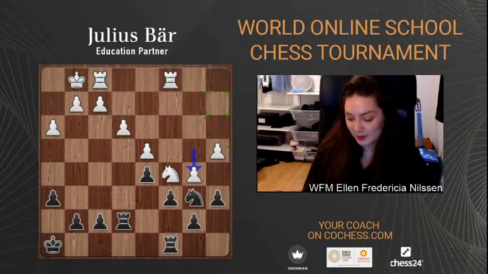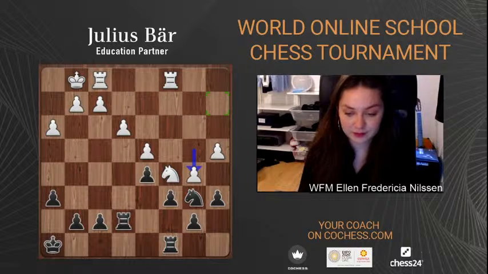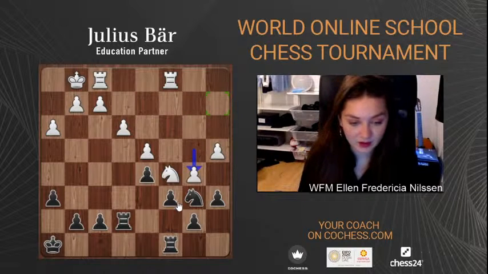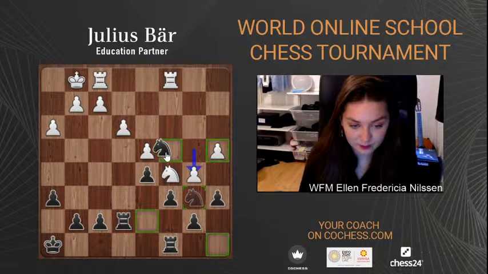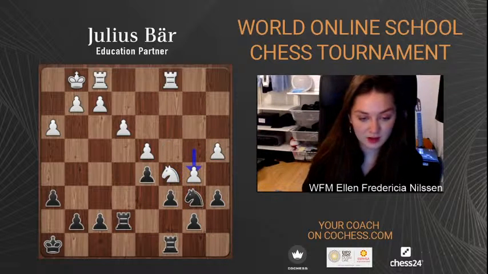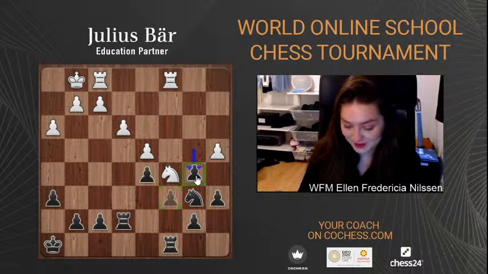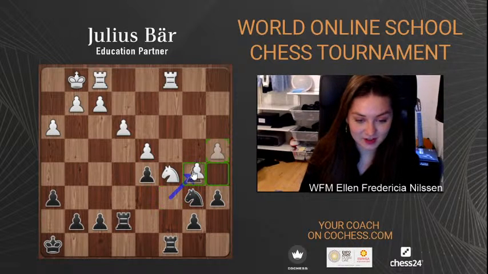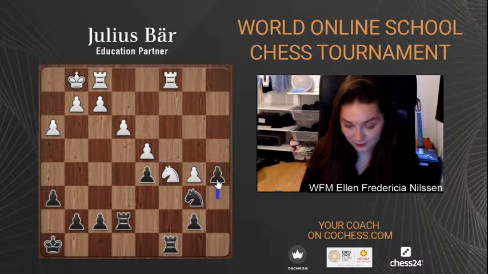So do we have any more suggestions? We have a suggestion of knight to c4, and let me just put that on the board. This is one suggestion. Another suggestion from Sim is c takes, a takes, and a5.